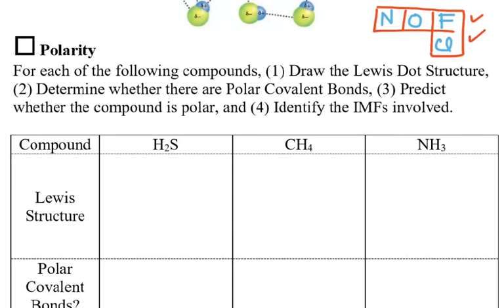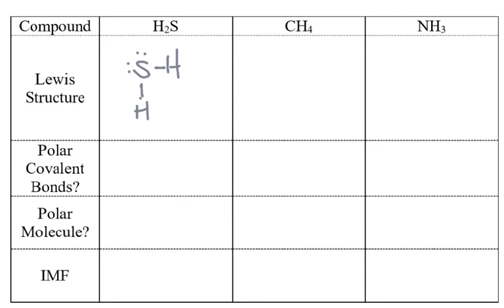So first off, draw the Lewis dot structures. Here we have H2S. S we know has 6 dots. That means it can make 2 bonds, and it's going to make those bonds to the hydrogens. So our molecule looks like that. Determine whether there are polar covalent bonds, S and H. S and H are both nonmetals, but they are not part of the strong nonmetals, so they're both weak. That means it's going to be a nonpolar covalent bond. So polar covalent bonds, no. Is it a polar molecule? Well, if it's nonpolar bonds, then it can't be a polar molecule. Nonpolar ones, that means this must be London dispersion forces.